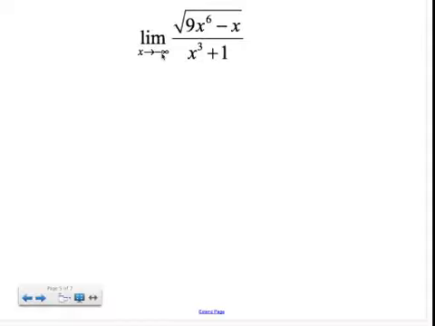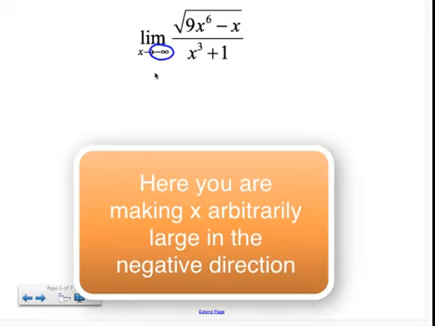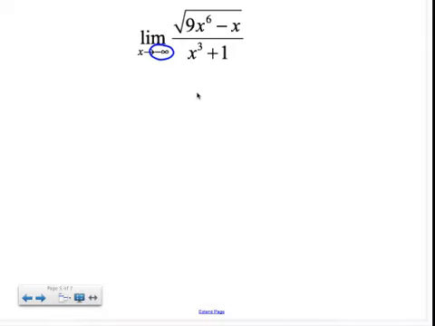Now this limit here is a limit at negative infinity. Nothing really changes. I still have a technique called force factoring, but now I have a radical involved. So this is going to involve a little bit of algebra, but my instructions remain the same. I'm going to factor out the biggest power of x in the denominator. In this case, that's x cubed. So the limit as x approaches negative infinity, I'm going to factor out x cubed from the bottom: 1 plus 1 over x cubed.